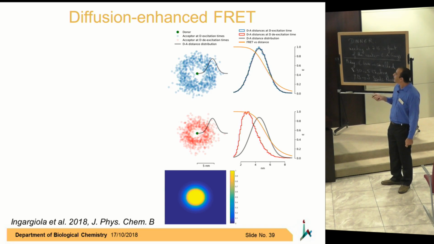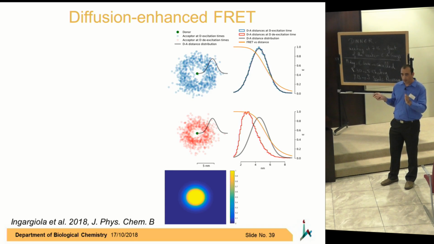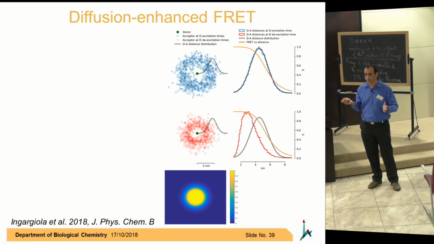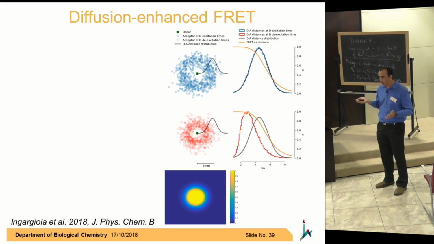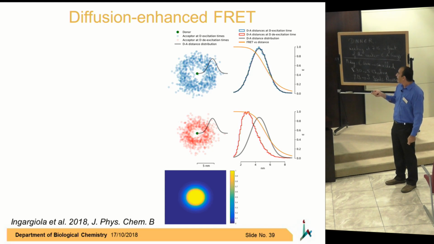The idea is that in equilibrium, you excite at time zero an ensemble of molecules, or in single molecule, each time you excite randomly a different molecule from the ensemble, it doesn't matter. And those molecules are distributed according to the equilibrium distance distribution, because excitation is a Franck-Condon process. It happens instantaneously. But with time, the distances change.